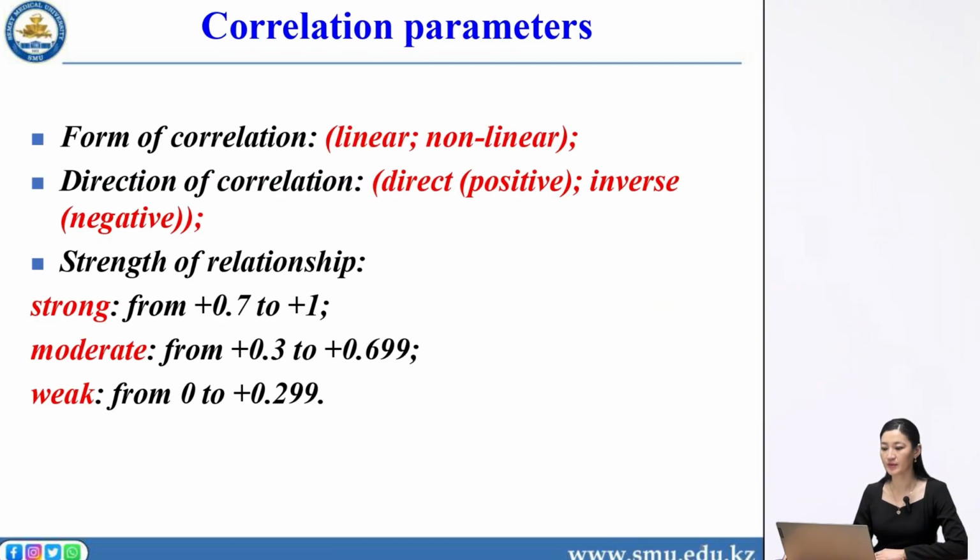Correlation parameters. Form of correlation: linear and nonlinear. Direction of correlation: direct, positive and negative. Strength of relationship: strong, from 0.7 to 1, moderate, from 0.3 to 0.7, weak, from 0 to 0.3.